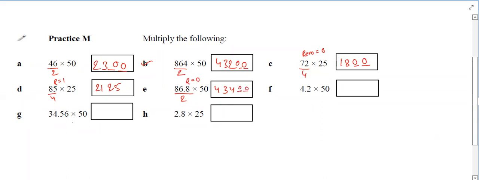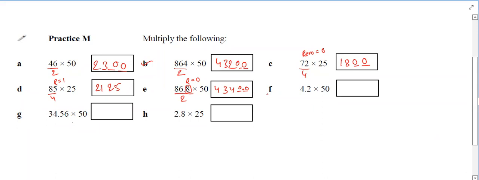Now keep the decimal place. Where to keep? In the last, like, after 1 digit from the right side. Here also, after one digit from the right side, this will be the decimal. Yes, sir. The answer is 4340.